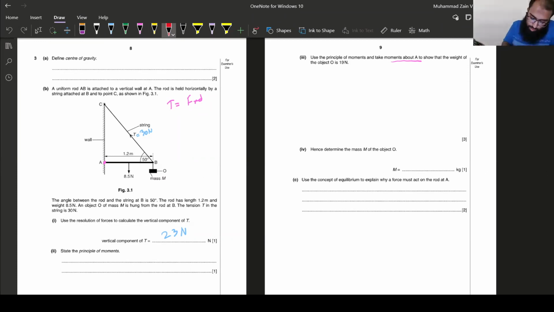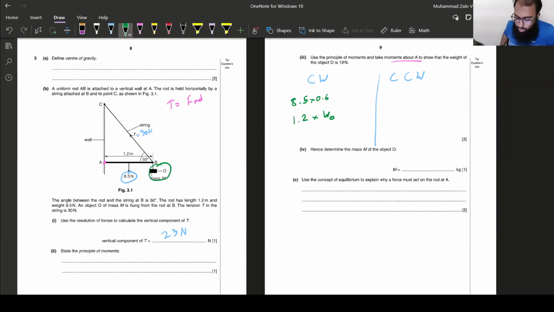So the moment that this force gives, I'll make a table: clockwise and counterclockwise moment. So this 8.5 newton gives me a clockwise moment about point A. So I start finding that, and it's 8.5 times 0.6. That'll give me the answer, which is the moment due to this mass B. And then there's this mass O, which is at a distance 1.2 meters. So 1.2 meters times the weight of object O. So this gives me the clockwise moments.